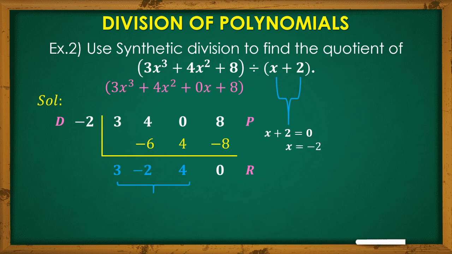Now for our quotient, yung highest degree is 3. Therefore, babawasan ng isa kaya magiging raised to 2. 3x raised to 2 minus 2x plus 4. This is our quotient.